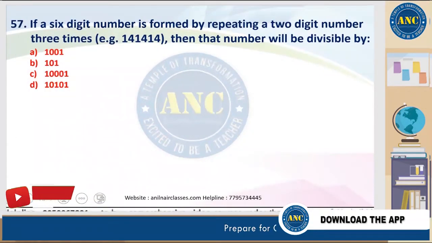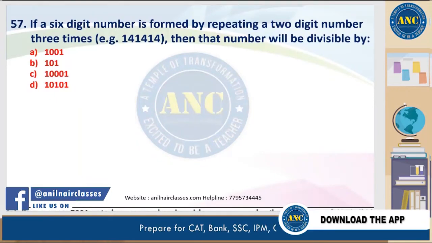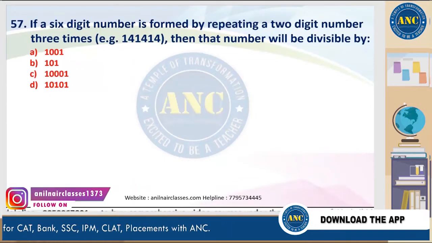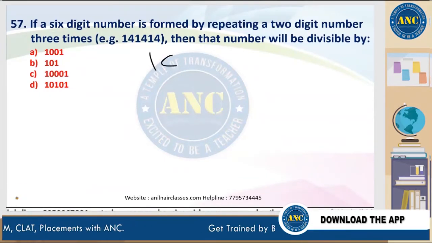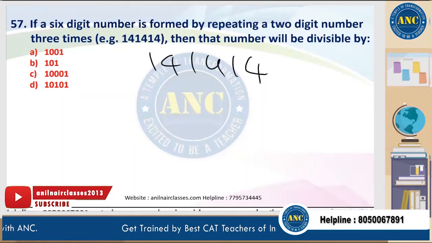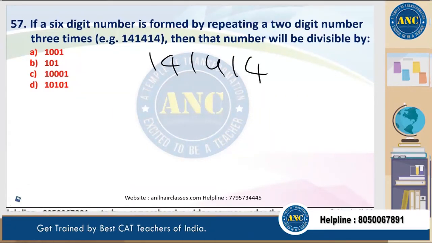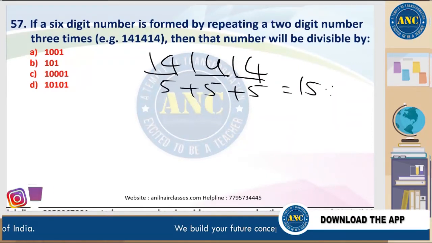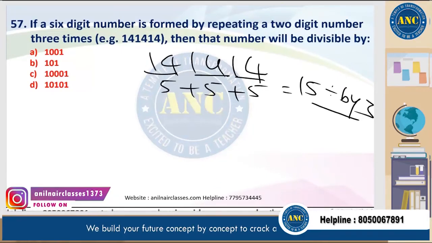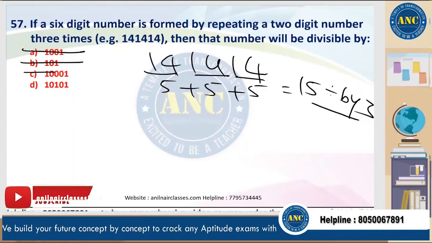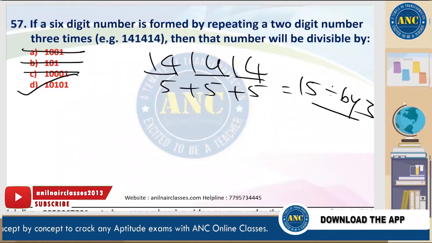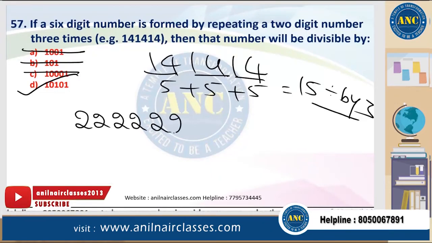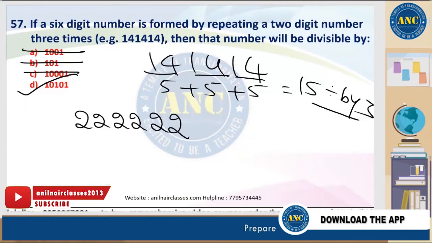56. If a 6-digit number is formed by repeating a 2-digit number 3 times, for example 141414, what is the sum of the digits? 1 plus 4 plus 1 plus 4 plus 1 plus 4 is 15, and 15 is divisible by 3. The answer should be divisible by 3. What is there in this question?